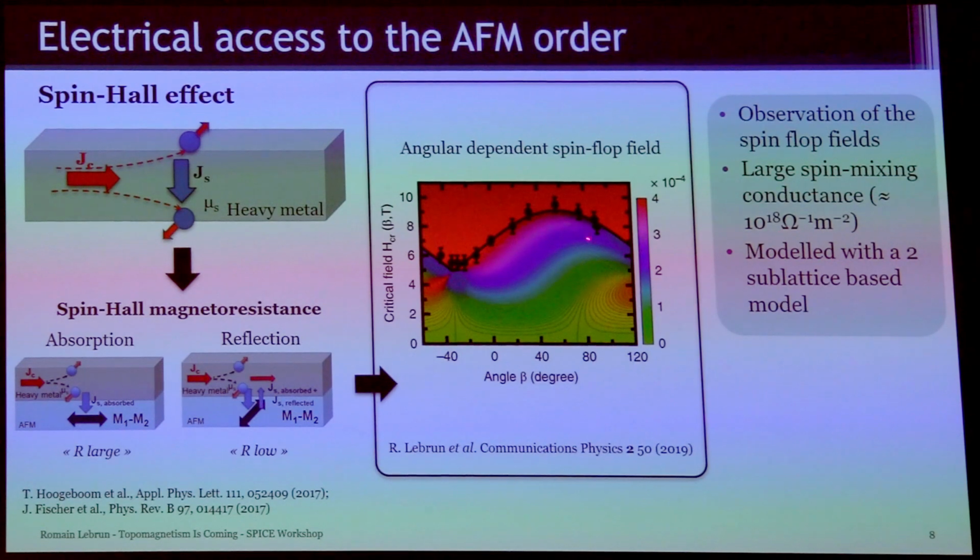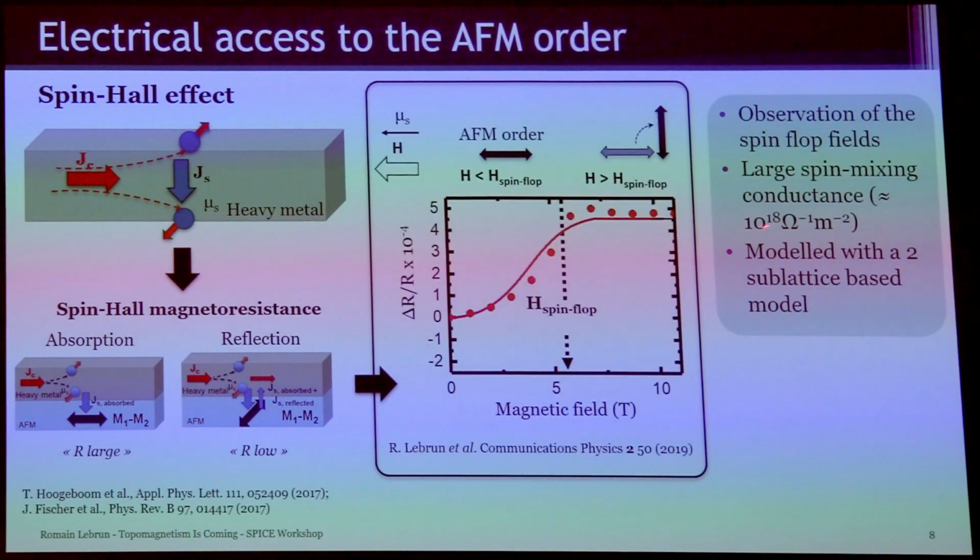So then, from the amplitude of the signal that we were detecting, we can also extract the spin mixing conductance, which is as large as what you would guess with a ferromagnetic insulator, which means that the interaction between the electronic spin current and the local magnetization is as strong in the case of an antiferromagnet as with the ferromagnets.